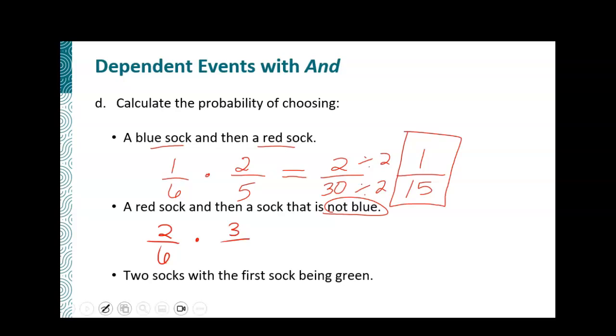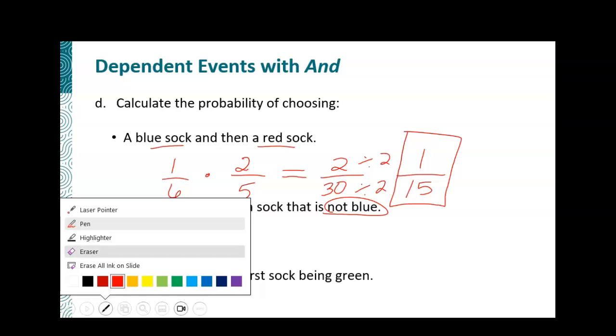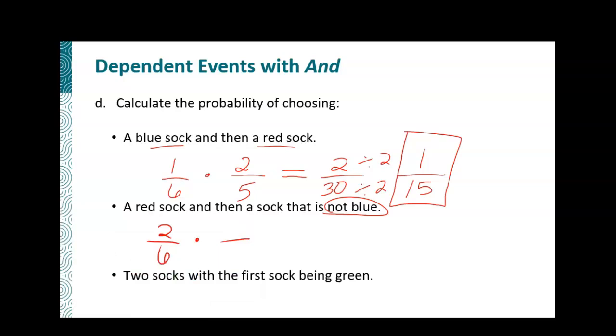Can you explain how you got 3 over 4? But we only chose one red one. Not quite. It is over 5 though. Everybody agree it's over 5?